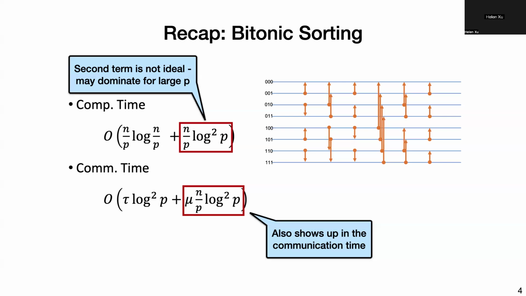And then in terms of communication time, it's just based on the rounds, pretty much. So you can think of this as you have log squared P rounds, and each round takes tau plus mu n over P, because tau is the upfront cost of latency, and then you need to exchange n over P elements times mu, which is the bandwidth. Yes.